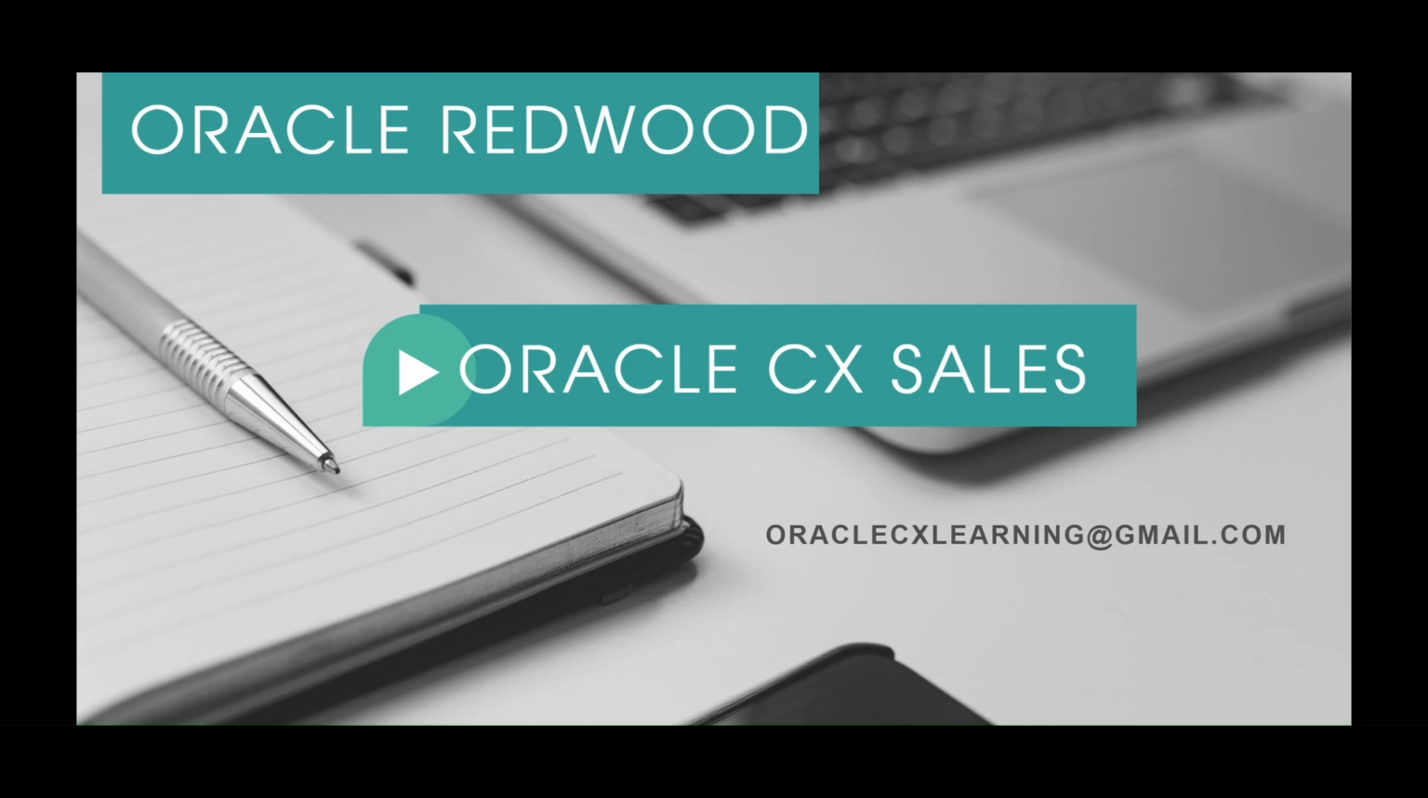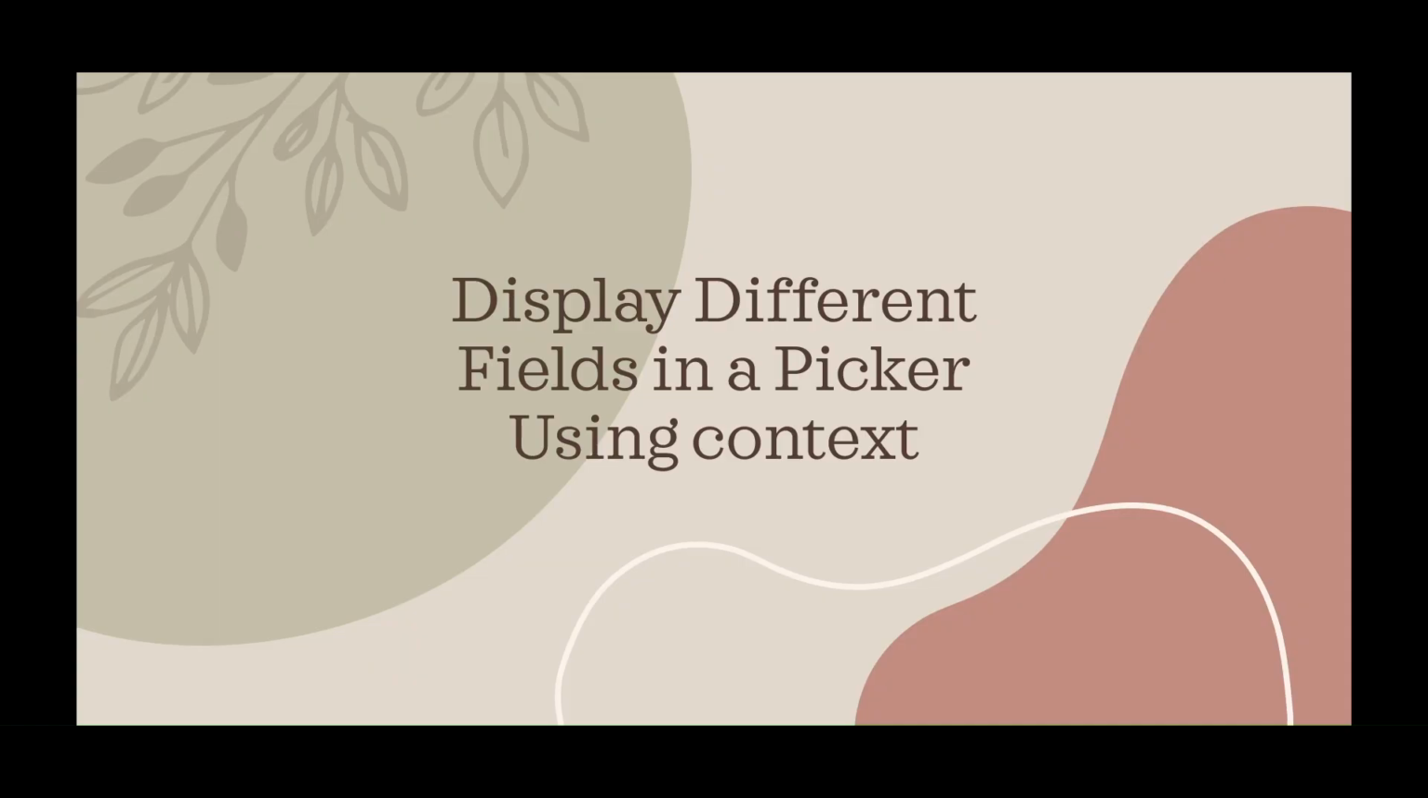So we have already covered most of the things in adaptive picker. Today we will discuss the context parameter. Using the context parameter, we can display different fields depending upon some condition. So let's see.